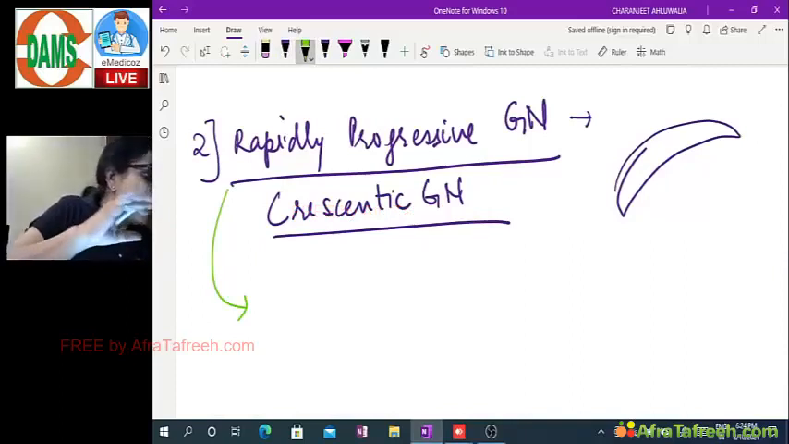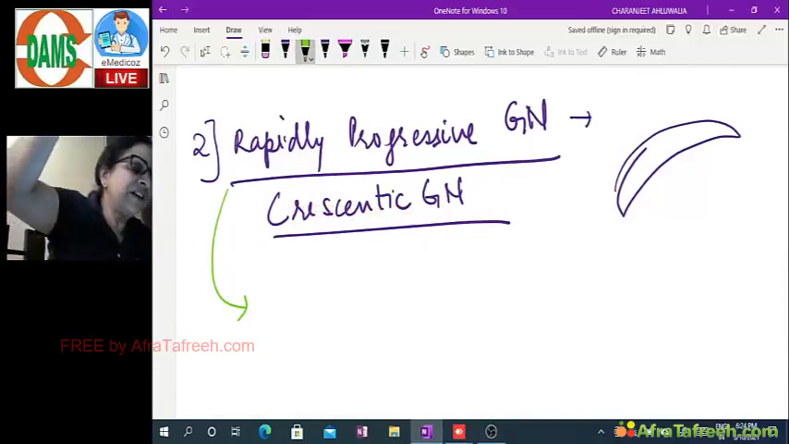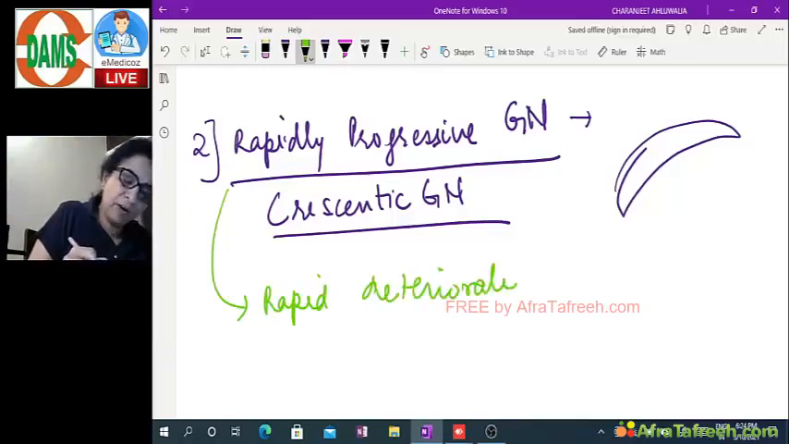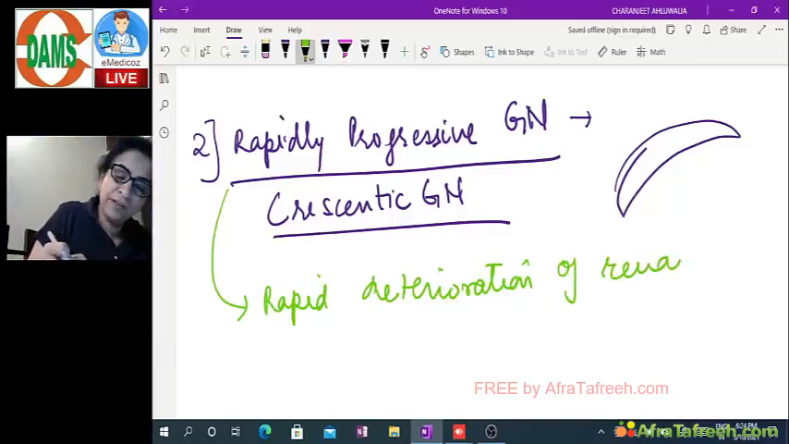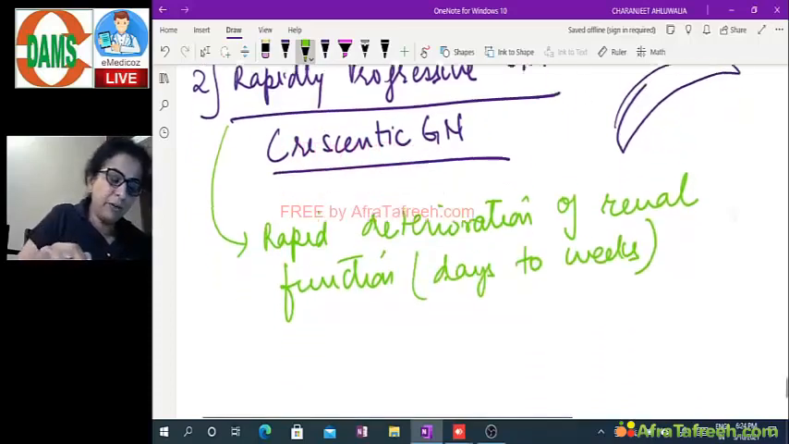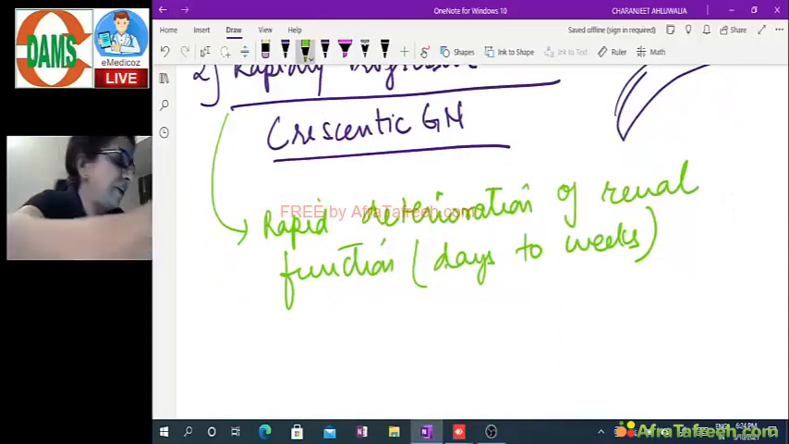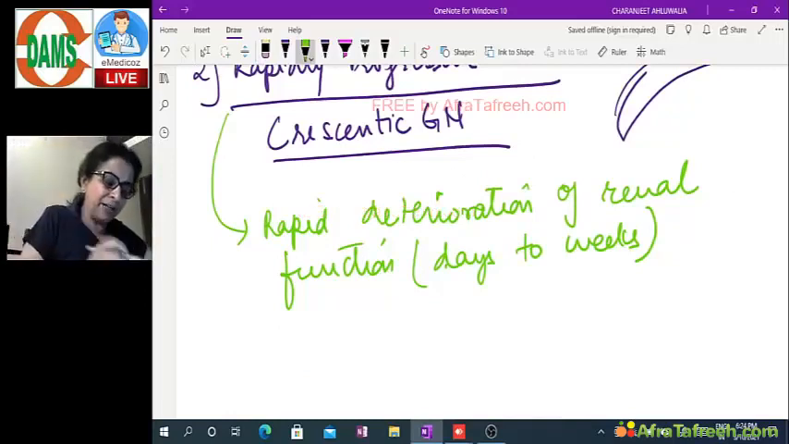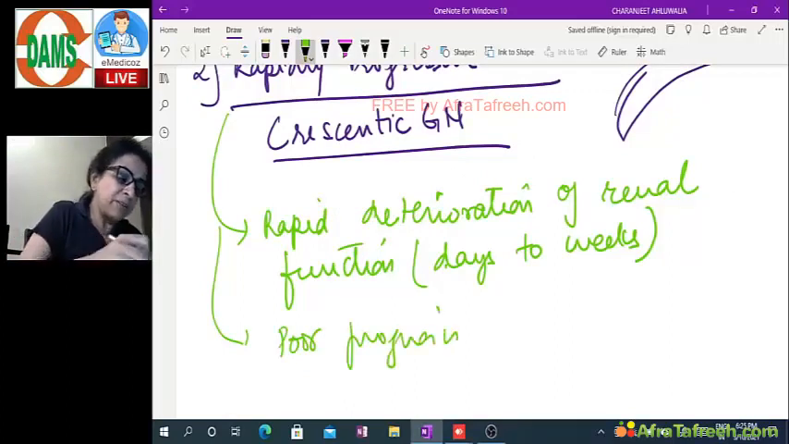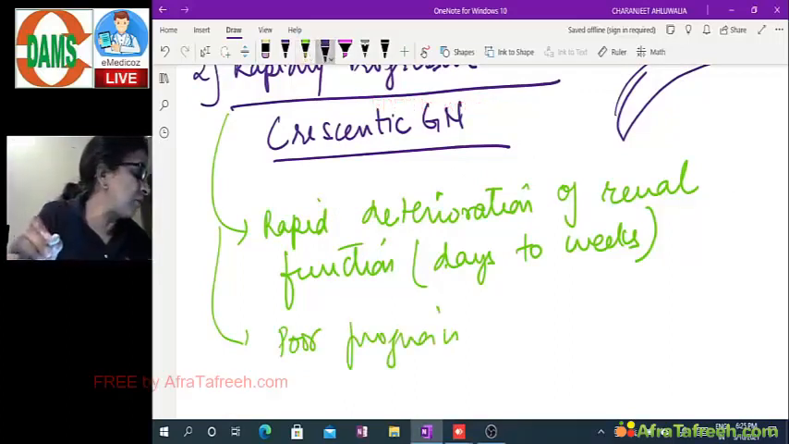Within days to weeks, renal function deteriorates, it falls down. So this is rapid deterioration of renal function. Very quickly the renal function deteriorates in days to weeks, and this glomerulonephritis carries a poor prognosis. Okay, now it's called crescentic glomerulonephritis.